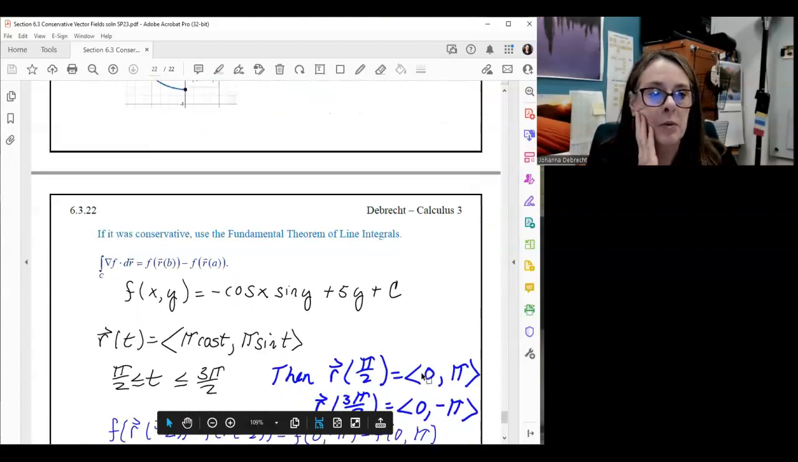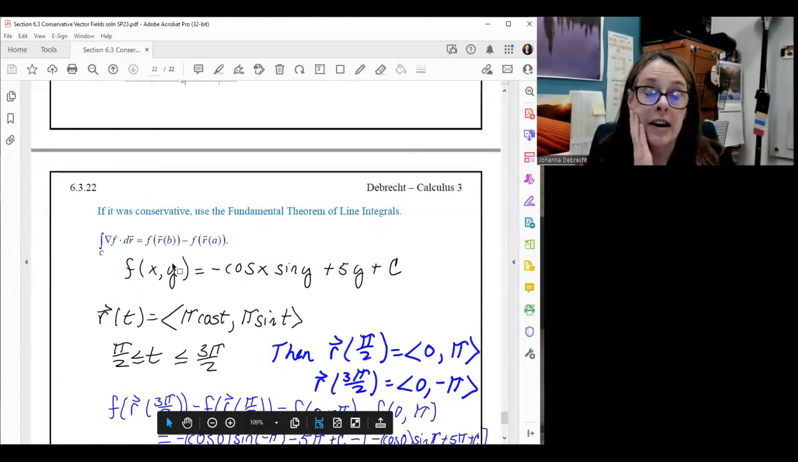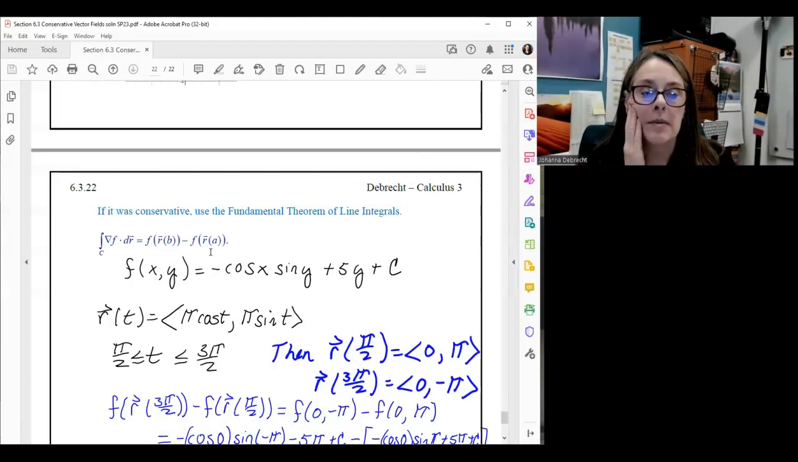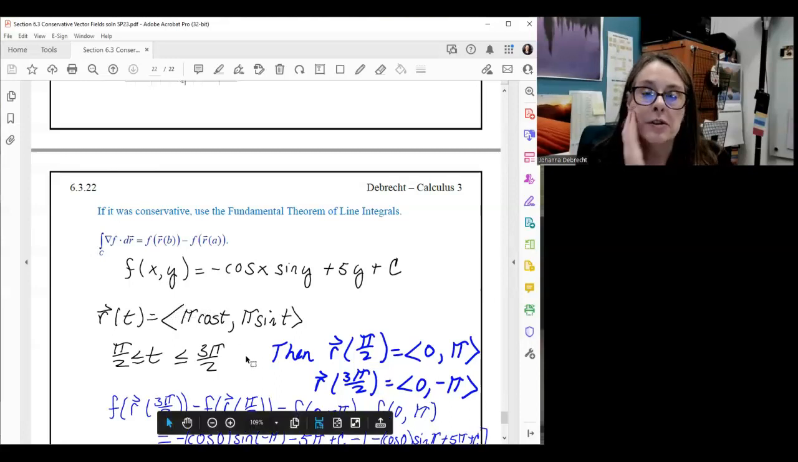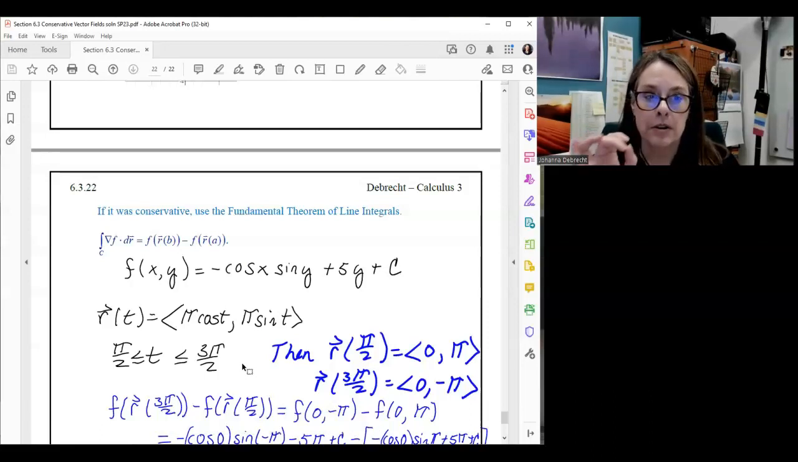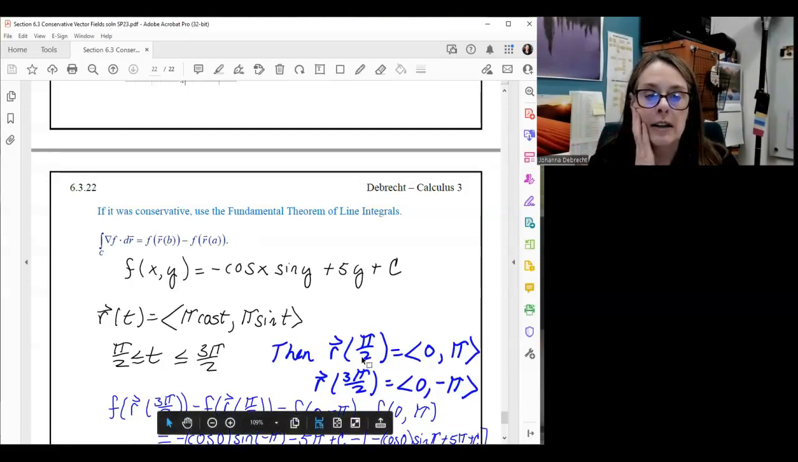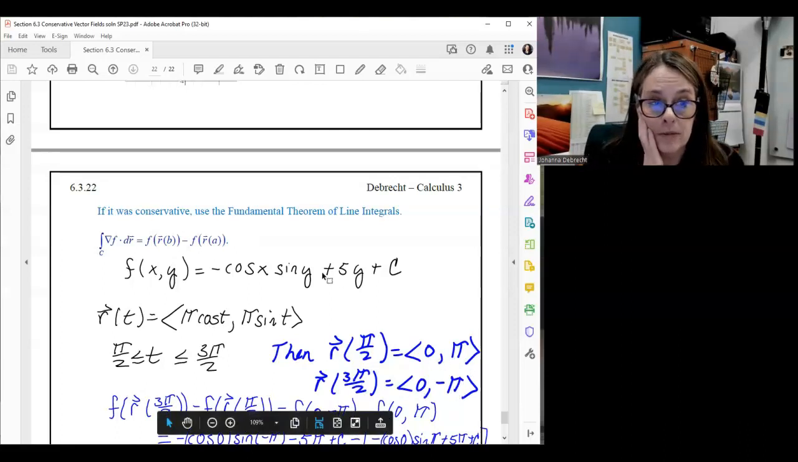All right. The next thing that we're going to do is evaluate our potential function f at r of b and r of a and subtract them. So here's my potential function again that I found. And here is my parameterization. So the first thing I did was I took r(b) and r(a) and plugged those values in. So r(a) is r of pi over 2. If I plug that in here, I get (0, pi). And r of 3 pi over 2 gives me (0, negative pi).